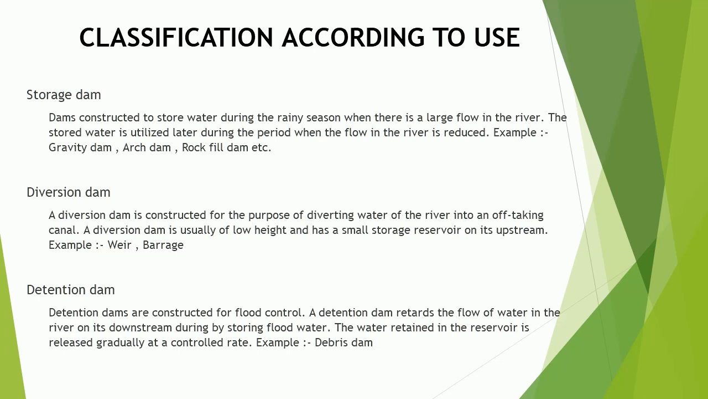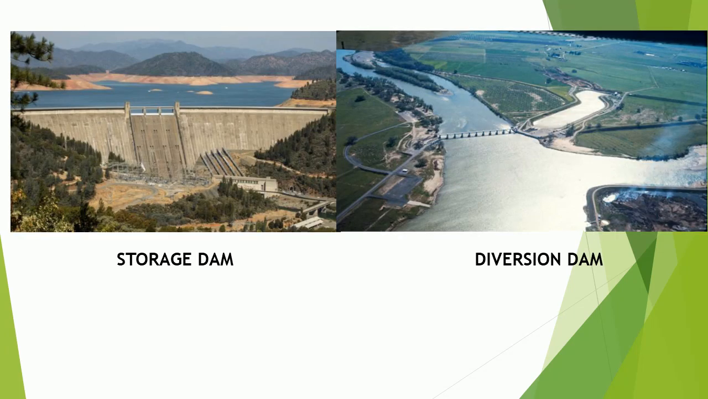Diversion dam. A diversion dam is constructed for the purpose of diverting water of the river into an off-taking canal. A diversion dam is usually of low height and has a small storage reservoir on its upstream. Examples are weir, barrage. Detention dam. Detention dams are constructed for flood control. A detention dam retards the flow of water in the river on its downstream by storing flood water. The water retained in the reservoir is released gradually at a controlled rate. Example is debris dam. The pictures shown below are storage dam and diversion dam.